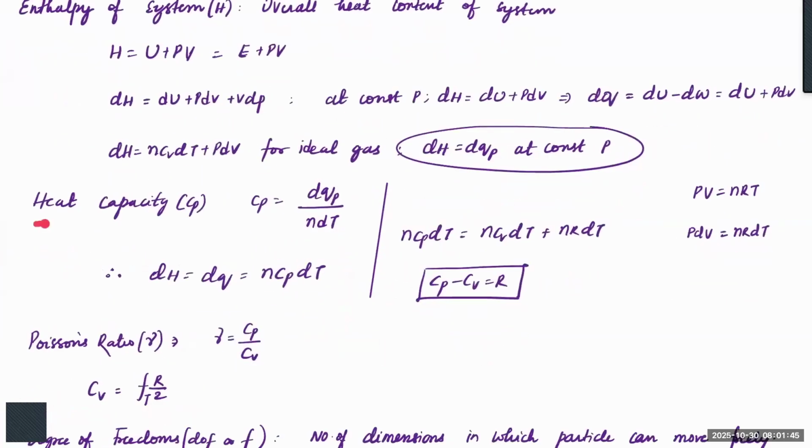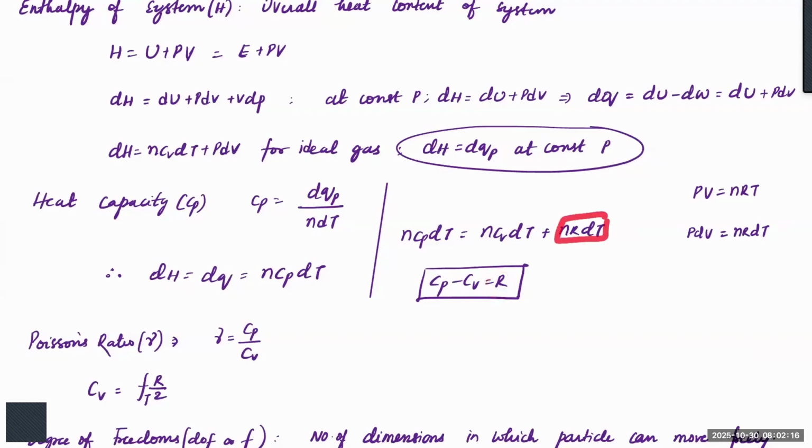Therefore, heat capacity at constant pressure can be defined as dQp by n dT. And dq is equal to nCp dT, and dq is equal to dH at constant pressure. So now I can write delta H is equal to delta U plus P delta V. That can be written as Cp minus Cv is equal to R.